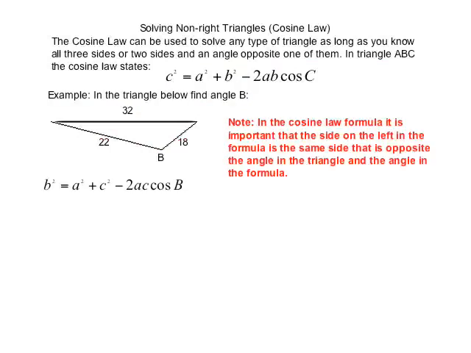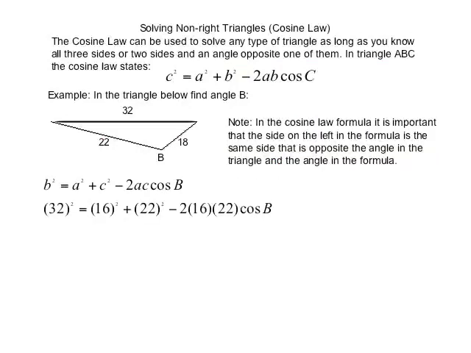Note, in the cosine law formula, it is important that the side on the left in the formula is the same side that is opposite the angle in the triangle and the angle in the formula. So let's look at how we rewrote the formula. If you notice, I now have b squared because it goes along with angle B, and that's the angle we wanted. So we've got b squared equals a squared plus c squared minus 2ac cosine B. We switched the formula around a little bit, but it's the same formula.